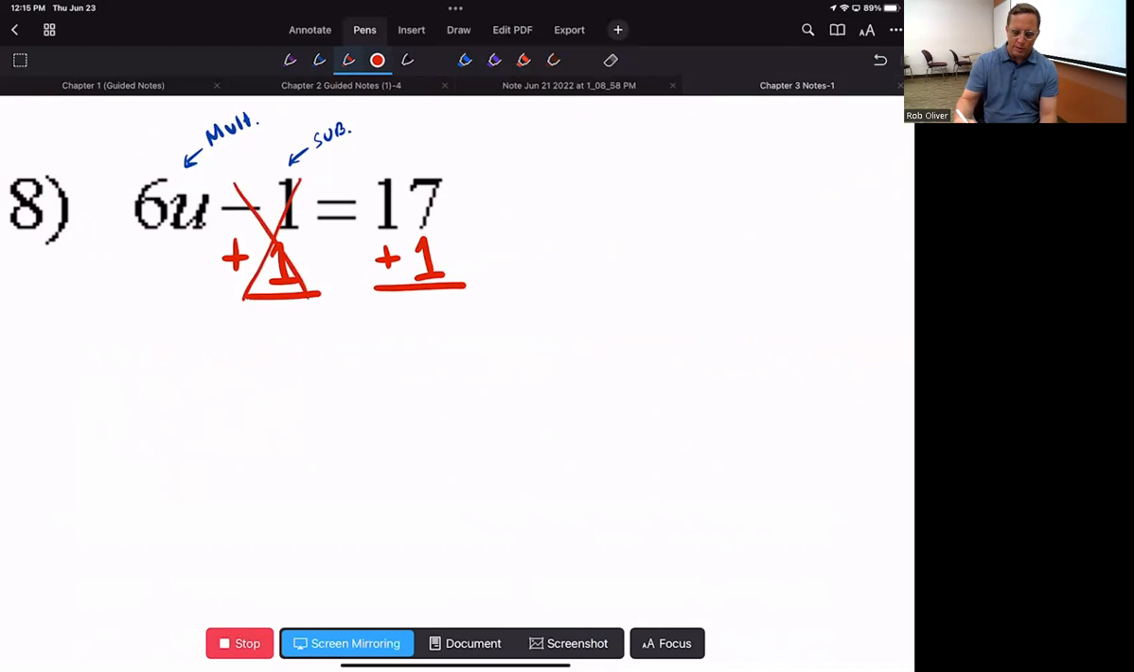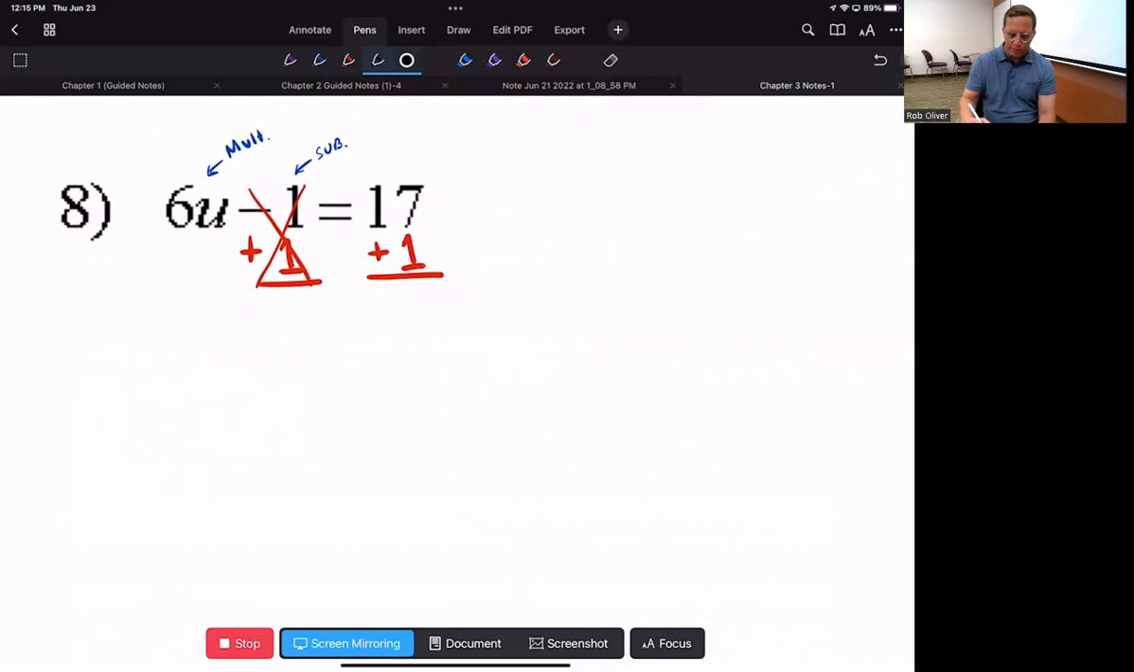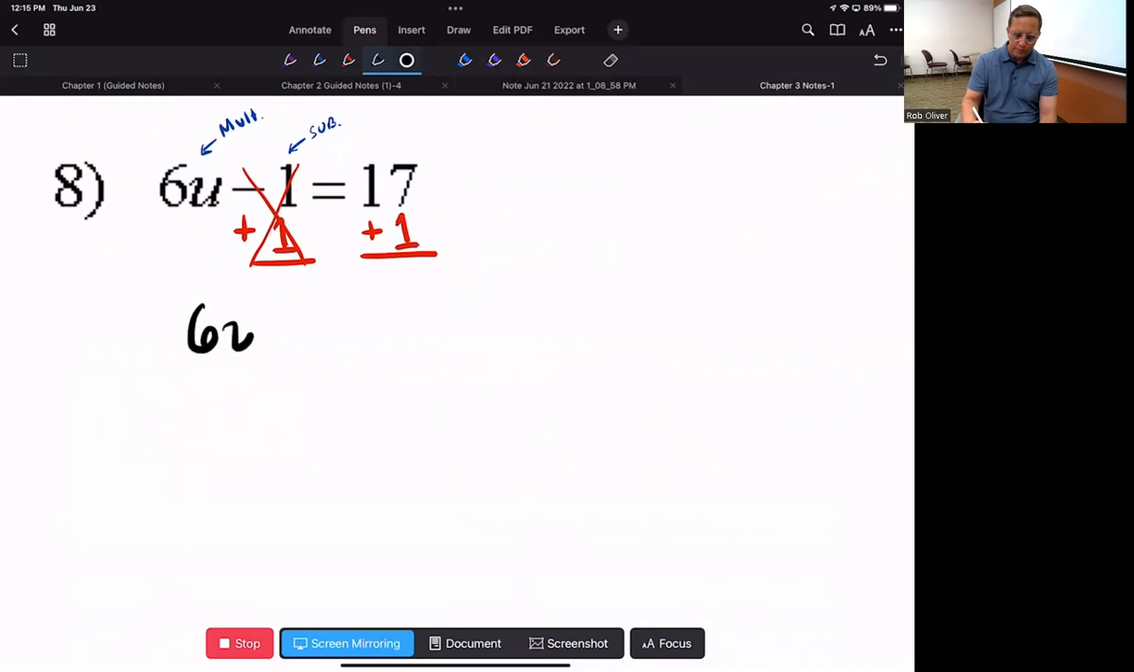Now those cancel each other out. And since we just did a step, let's rewrite the problem. So now the problem is 6u equals 18. So there's the problem. Every time you do a step in an algebra problem, what's important is that you rewrite the problem. It now becomes something different. So now 6u equals 18, and it's a one-step equation.